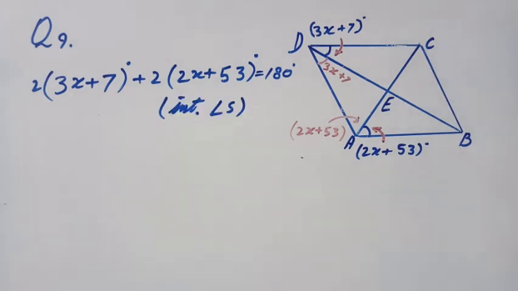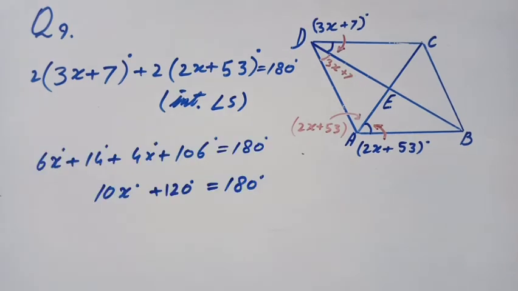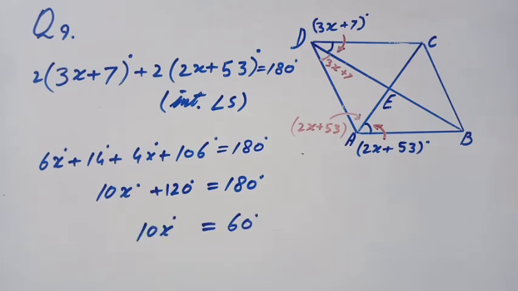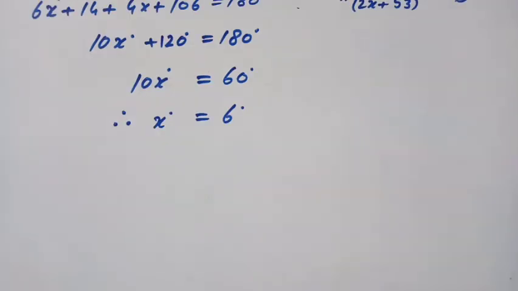Now we solve it algebraically to find out the value of x. This way 10x plus 120 equal to 180 we have found. Now 120 shifted to the right side will change its sign, and x is equal to 6. Hence we have found the value of x this way.